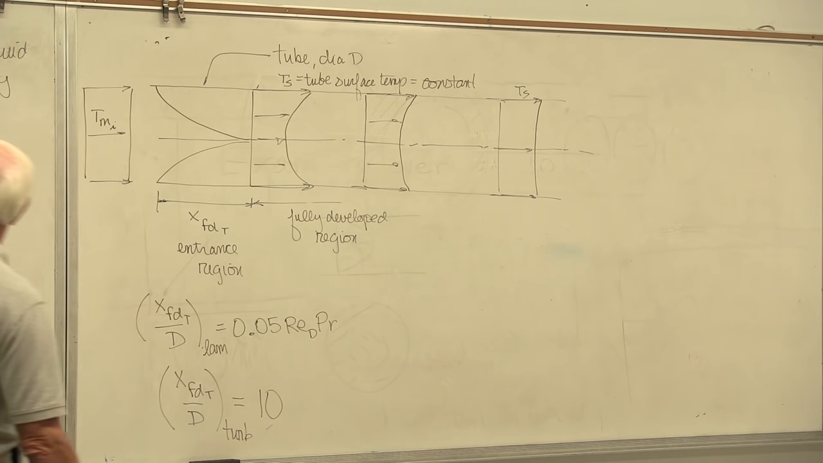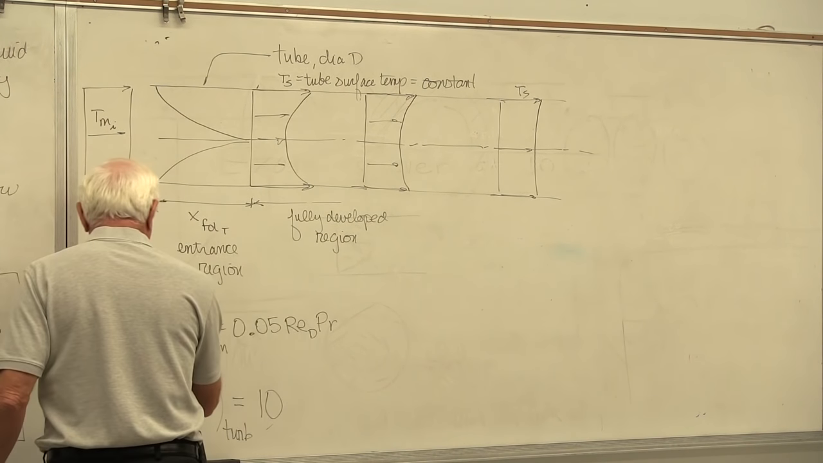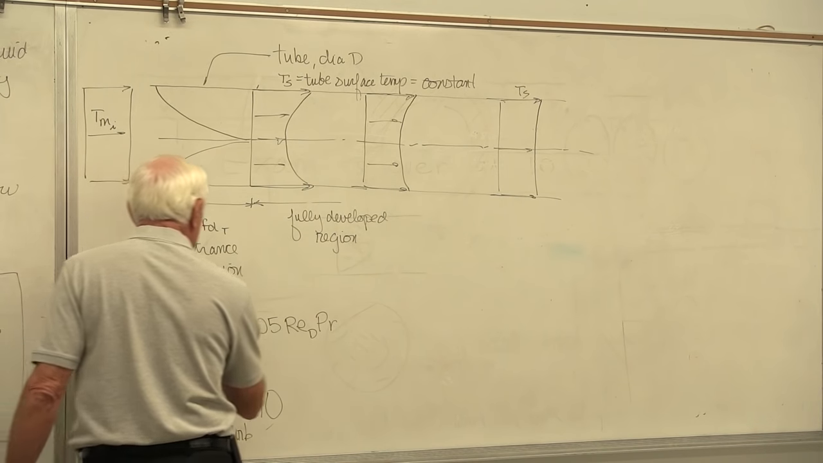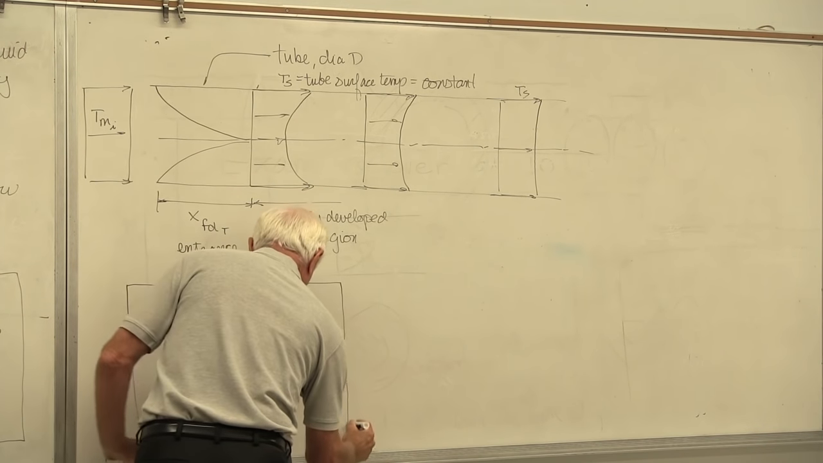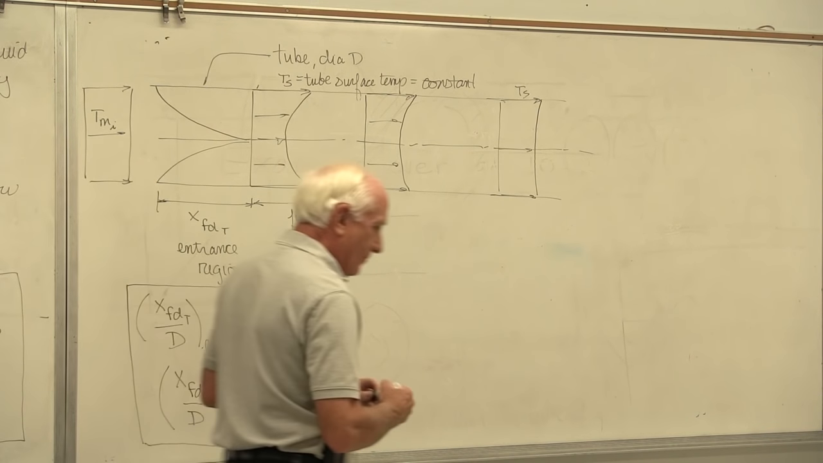All you do is you tag on a Prandtl number after the Reynolds number here. We did that in chapter 7. A lot of our equations in chapter 7 had the Prandtl number tagged on to the right-hand side of the equation. It's characteristic of thermal analysis. Okay, let's box these guys in. All right, so now we have that.